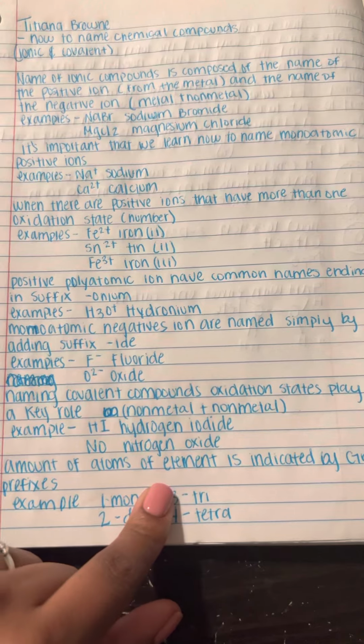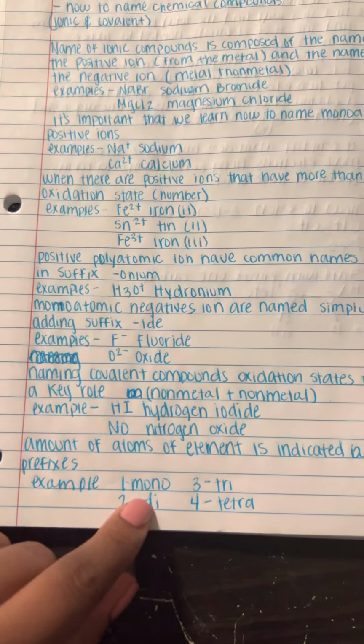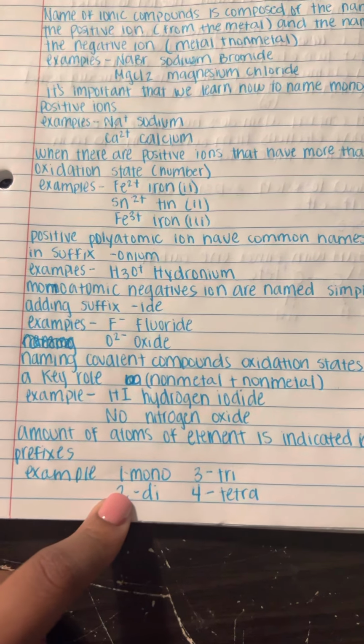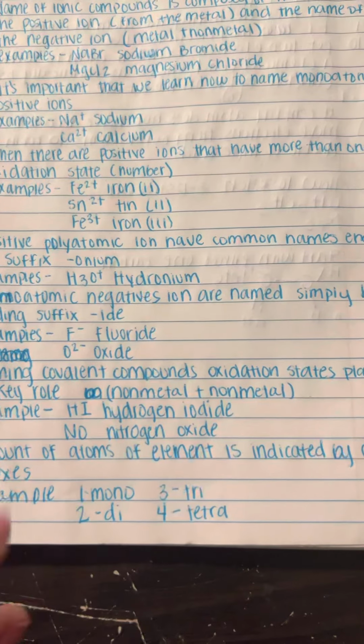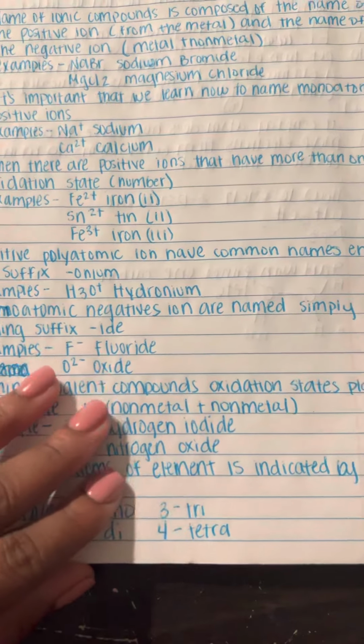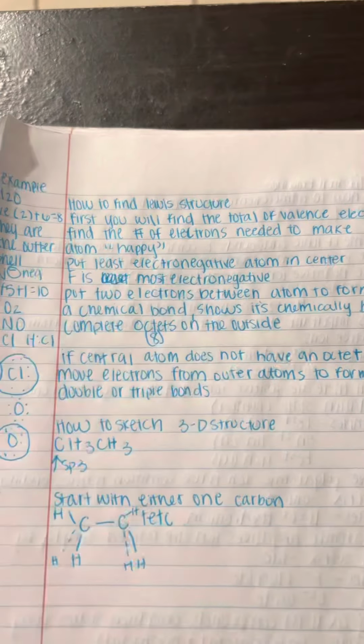The amount of atoms of elements is indicated by Greek prefixes. So one is mono, and then 2 is di, 3 is tri, and then 4 is tetra. And to go on to how to find the Lewis structure.